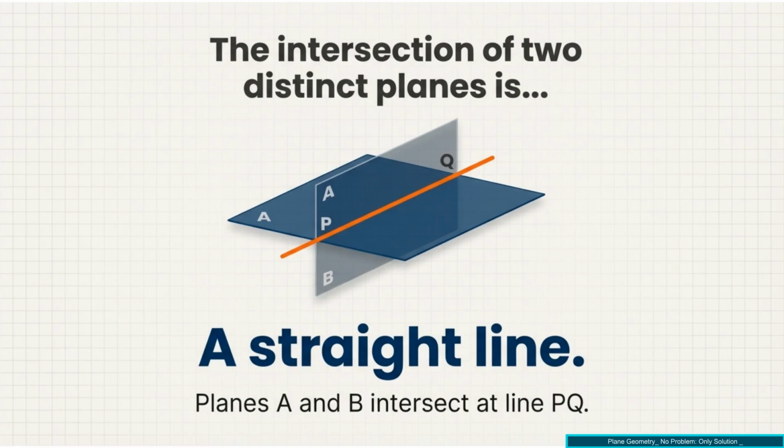What about 2 planes? Is it possible that they will intersect? If so, what will be the intersection? The intersection of 2 distinct planes is a straight line. Here in this example, planes A and B intersect along line PQ. Just remember, the intersection of 2 planes is a line.